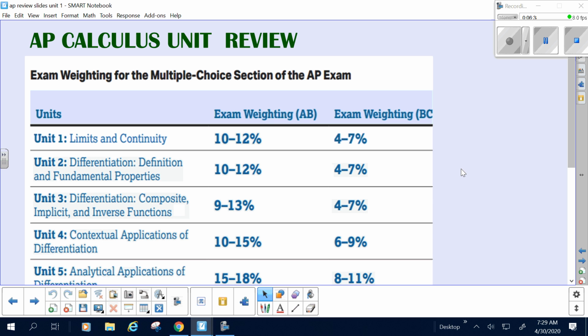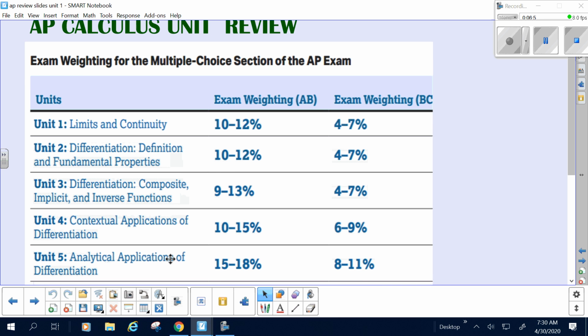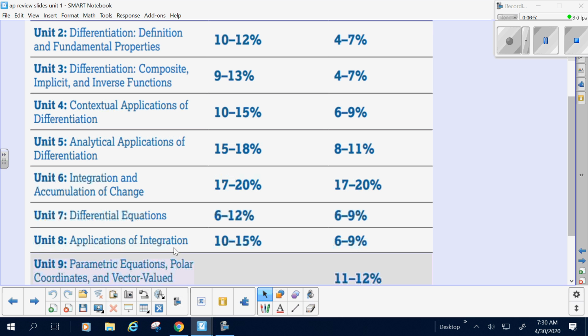So unit 1 is limits and continuity, people. On a typical year, limits and continuity would normally be about 10% of the exam. Now all bets are off, so how much of the exam, I'm not sure.